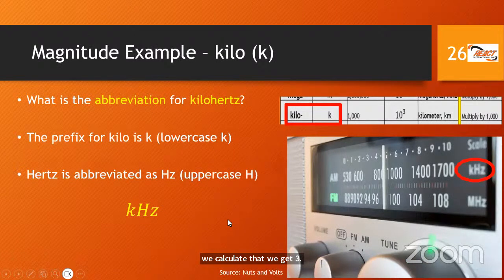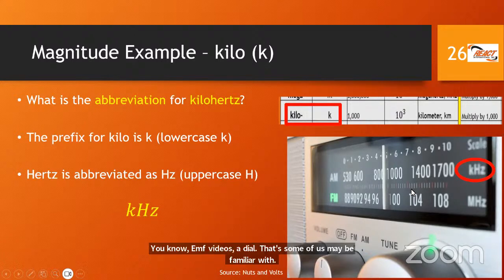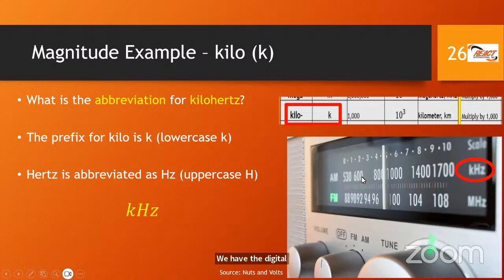Okay, so on your screen on the right-hand side, there's a picture of one of the older types of broadcast radios, AM, FM radios. A dial that some of us may be familiar with. We have the digital equivalent now. Back in the day in Trinidad and Tobago, we had radio 610 and 730 and probably others. And of course, on the FM dial, 95.1, 97, 100.1, and so on, 94.7.